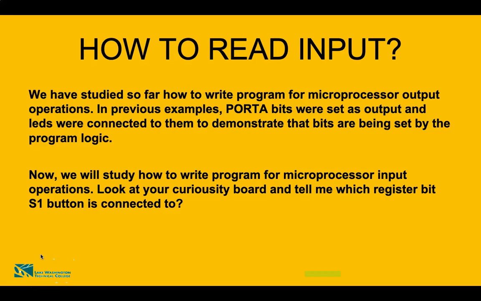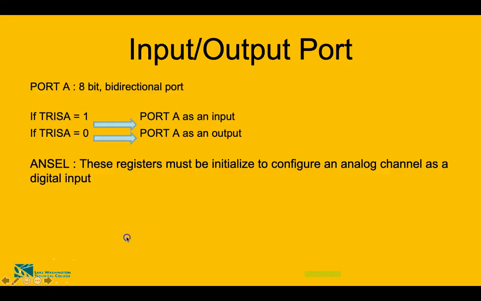So now you know that if you want to use the S1 push button, then you have to work with this RB4 register bit. Now moving on to the next. So far we have been using port A as an output, and you know that port A is an 8-bit bidirectional port. If you put TRISA equals 0, then port A acts as an output, and if you put TRISA equals 1, then port A will act as an input.